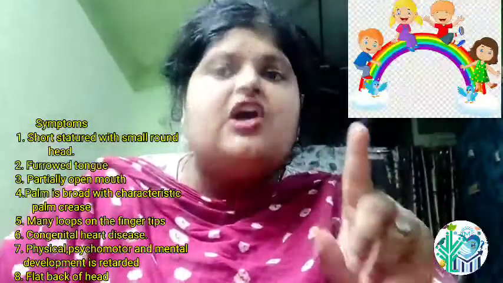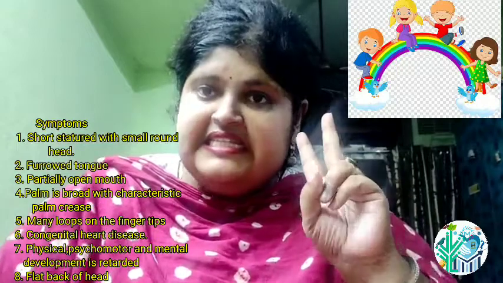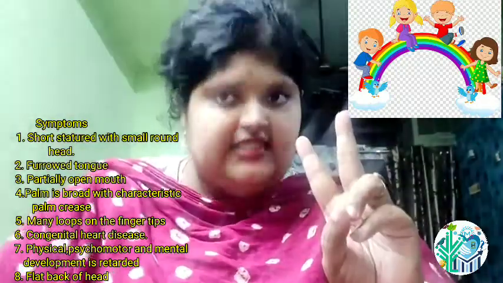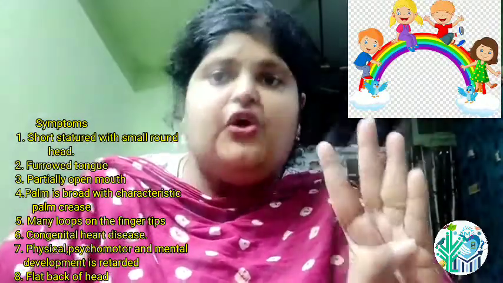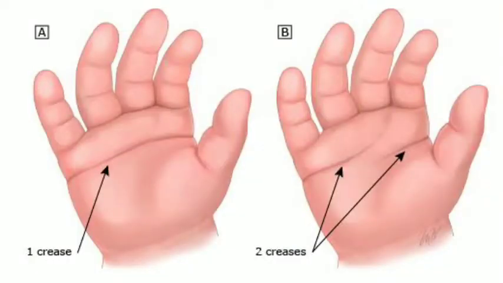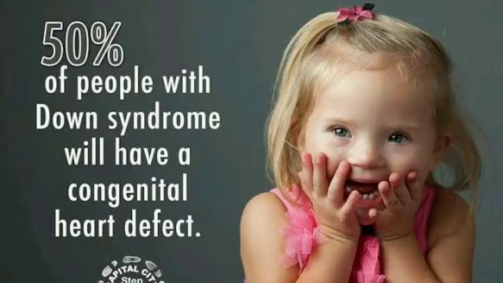I'm repeating once again. First is short statured with small round head. Second, furrowed tongue. Third, partially opened mouth. Fourth, palm is broad with characteristic palm crease. Okay, next one, congenital heart disease. The person suffering from Down syndrome shows congenital heart disease.